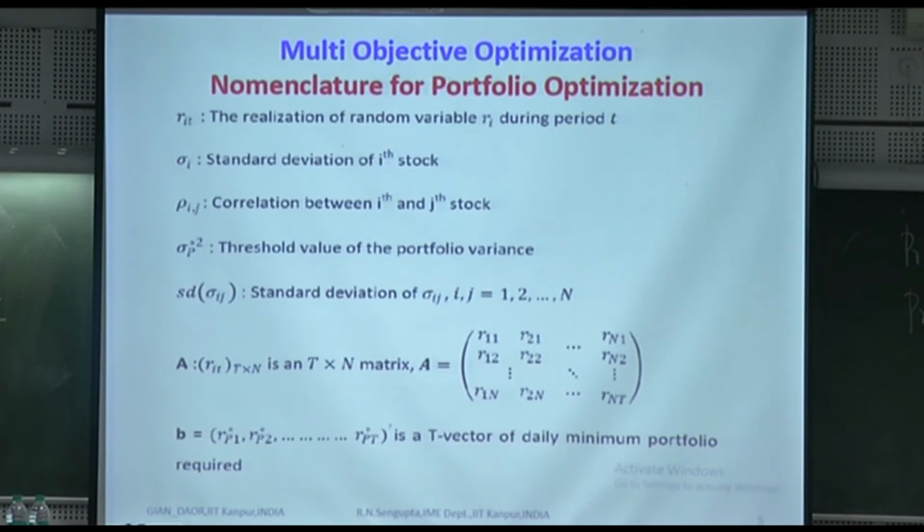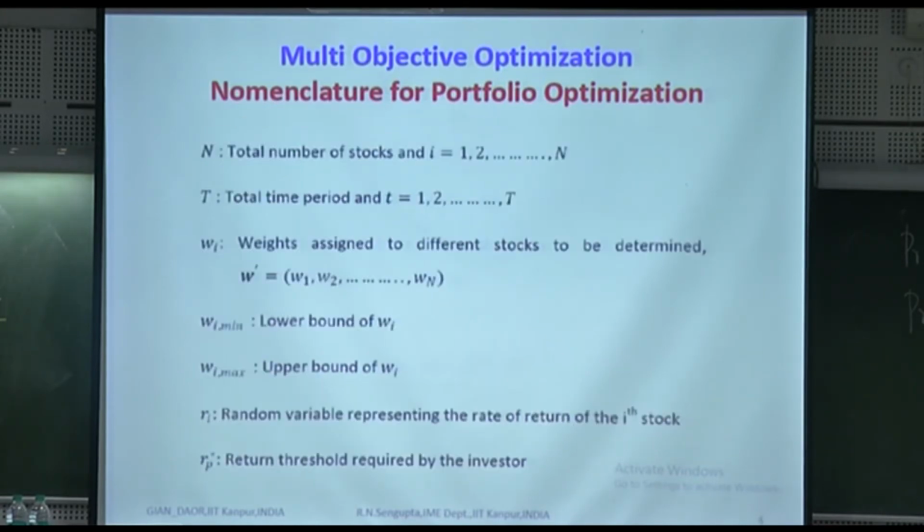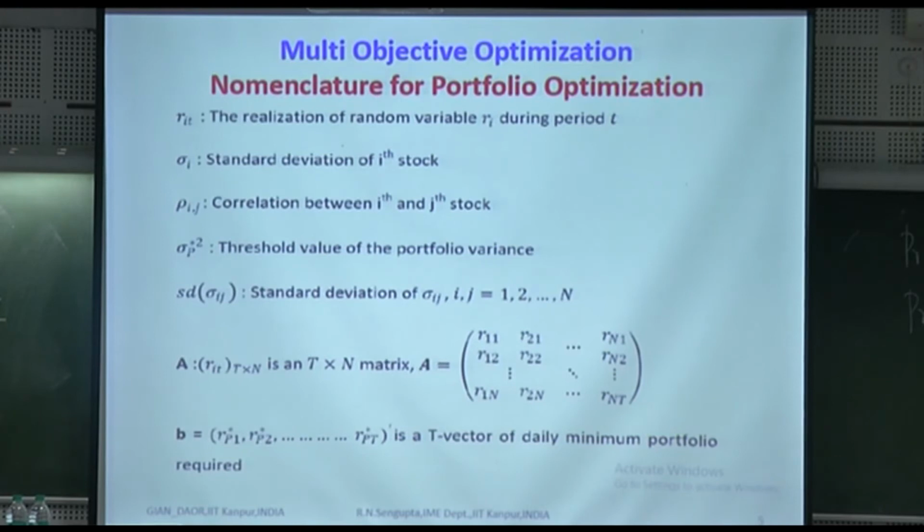This sigma star p whole square is the threshold for the risk based on which I am going to invest for the portfolio. So that would be my perception of risk. As my perception of return was given by RP star, hence my perception of risk is also given by sigma star p square. Now the third last point is a little bit different.